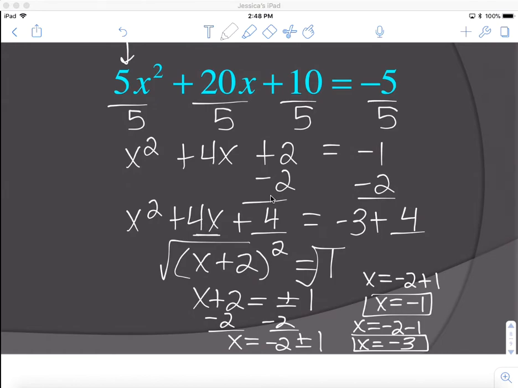Complete the Square has a lot of steps, so if you need to rewatch this video a couple times to get the hang of it, go for it. The more you practice, the more you'll get the hang of all the steps.